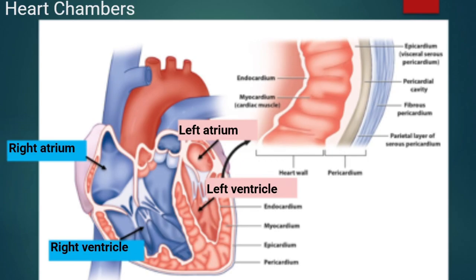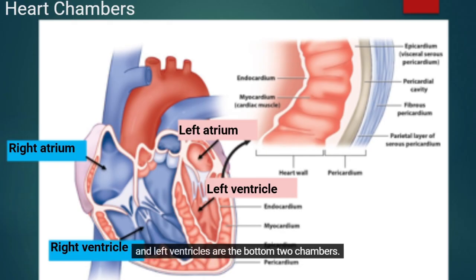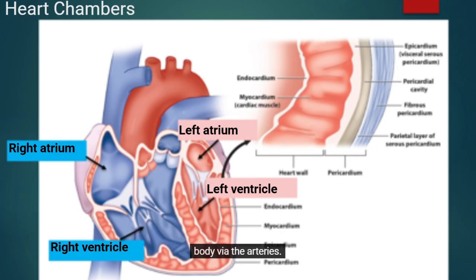Now let's look at the atria. There are 4 chambers of the heart. The right and left atria are the upper 2 chambers, and the right and left ventricles are the bottom 2 chambers. The blue portions of the heart represent deoxygenated blood passing through the veins and into the heart and lungs. The red portions represent oxygenated blood returning from the lungs into the heart and then back to the body via the arteries. We can break this all down a little more.